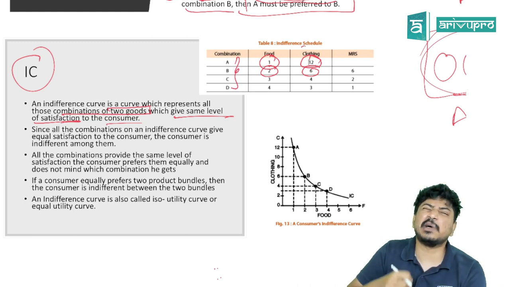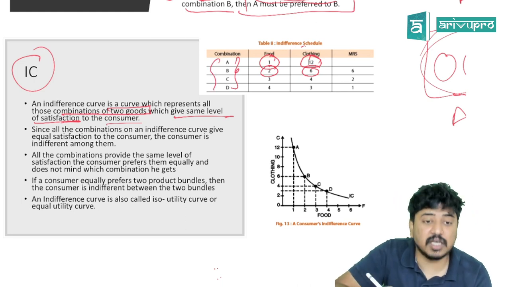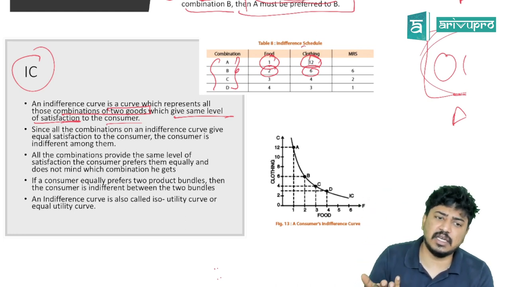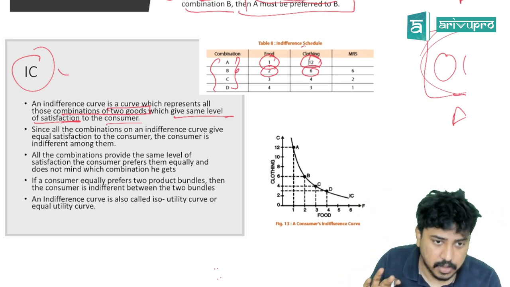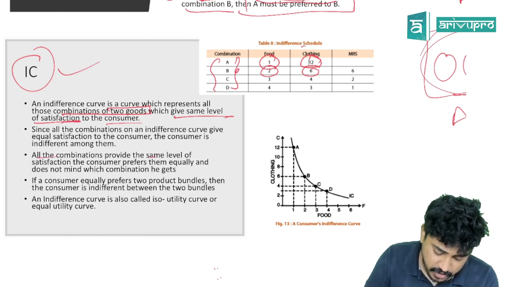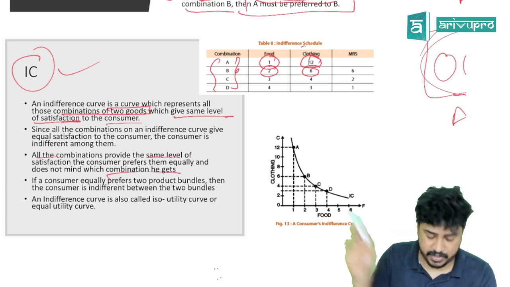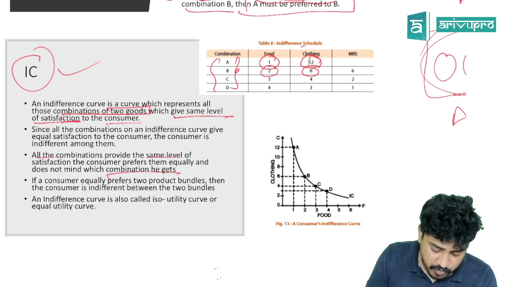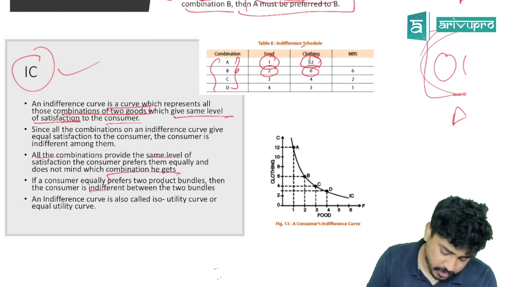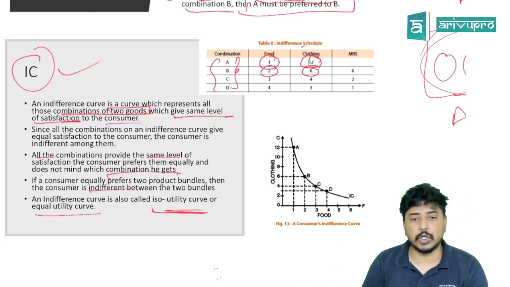So whatever the combination be, the consumer is indifferent, means what? He's not bothered, because it's all giving him the same level of satisfaction. If everything is giving the same level of satisfaction, he is indifferent. That is why it is called indifference curve, right? Done. All the combinations provide the same level of satisfaction and the consumer prefers them equally and does not mind the combination which he gets. If the consumer equally prefers two product bundles, then the consumer is indifferent between the product bundles. Indifference curve is also called iso-utility curve or equal utility curve.